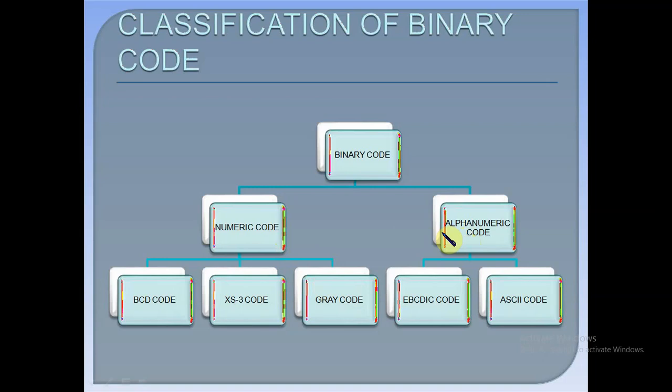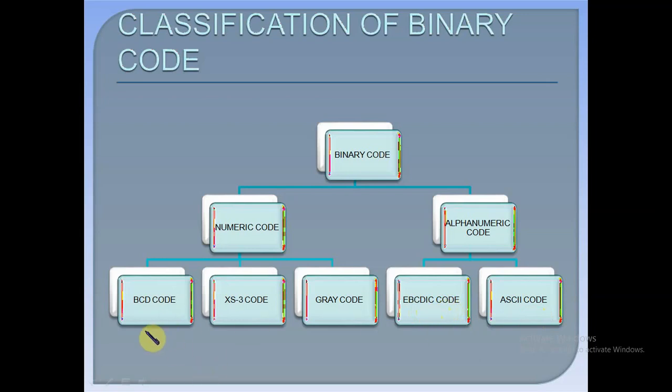Alphanumeric code is designed to represent numbers as well as alphabetic characters. Some of these codes are capable of representing symbols and instructions as well. Examples of alphanumeric codes are the ASCII code, the American Standard Code for Information Interchange, the EBCDIC, the Extended Binary Coded Decimal Interchange Code, and another one is the Hollerith code.